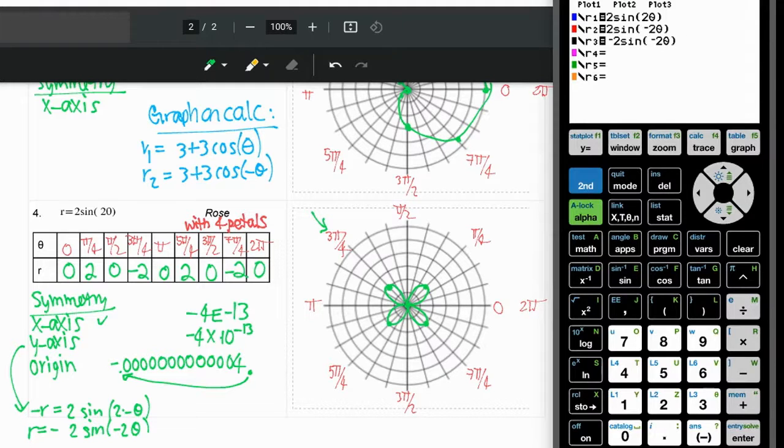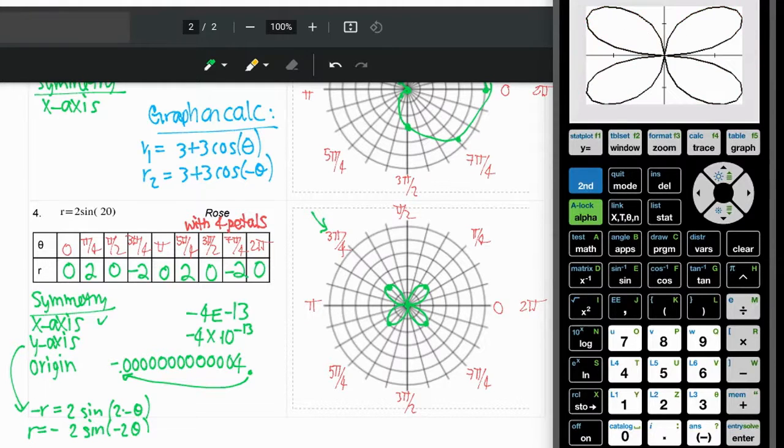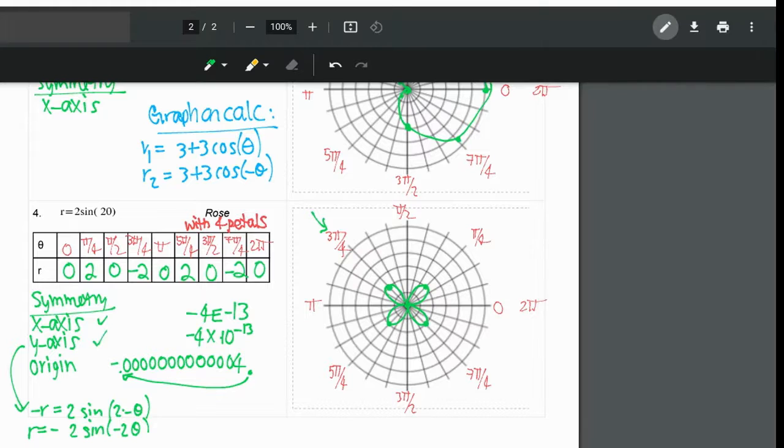And let's see if that graph covers up. So now we've got a third color. We've got our black colored graph, and that covers up our original graph. So that definitely has y-axis symmetry.